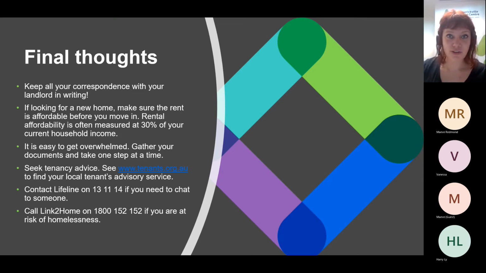If you do find yourself in a position where you need to find a new home, the usual standard for rental affordability is about 30% of your current household income. I do suggest keeping that in mind when looking for a new place. You don't want to be facing the same situation as you have. It's also really important because if your rental is not affordable, you may be in a situation where housing may not be able to provide you with certain products or certain assistance. So keep that rent affordable, whatever you can do.